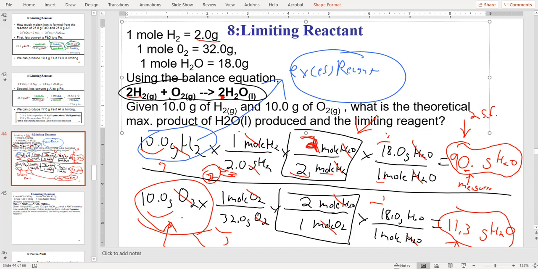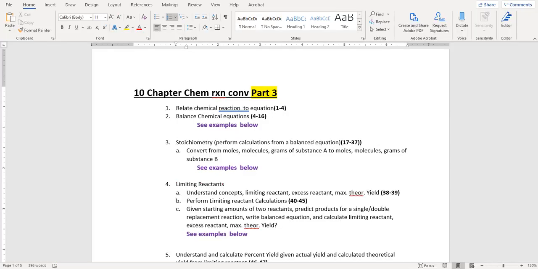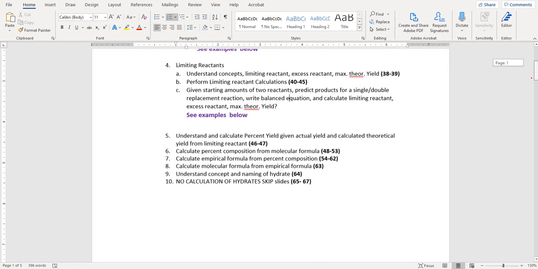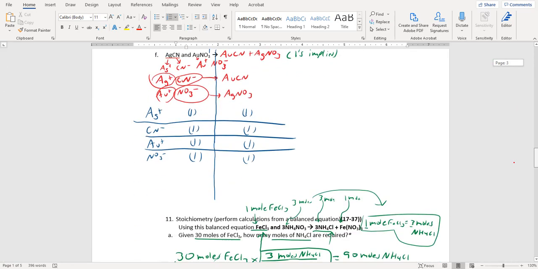So let's go ahead and go straight to our outline. Here is our outline. So I have some examples below that we're going to work through now.